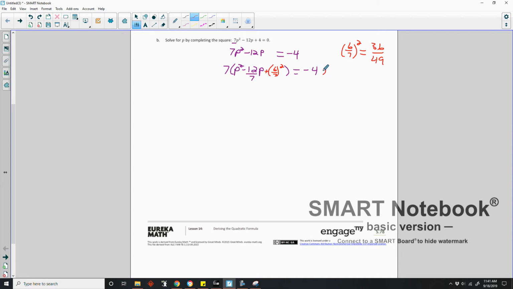So first I'm just going to put plus. And notice that this 7 is right here. It's 7 times p squared, 7 times negative 12 over 7p, and 7 times this. Well, since we're adding this, we're adding a multiple of 7 to it because of this 7 outside the parentheses. So in essence, we need to have 7 times this number here on this side. So 6 over 7 squared is 36 over 49, and 7 times 6 over 7 squared is 7 times 36 over 49. So we're just adding a multiple of 7 of these to both sides. Hopefully you see that.